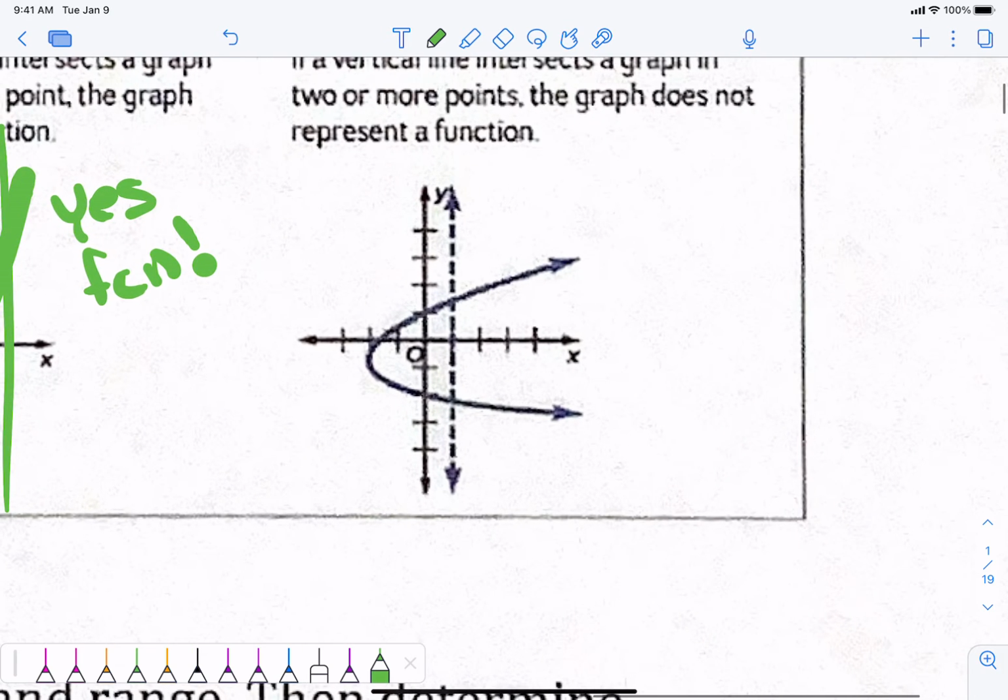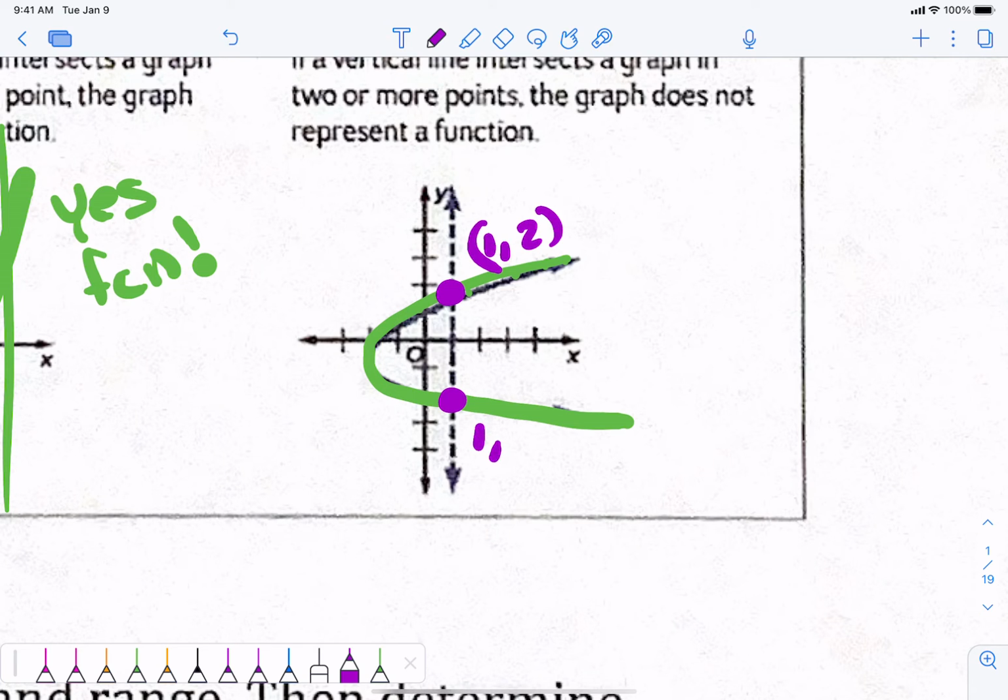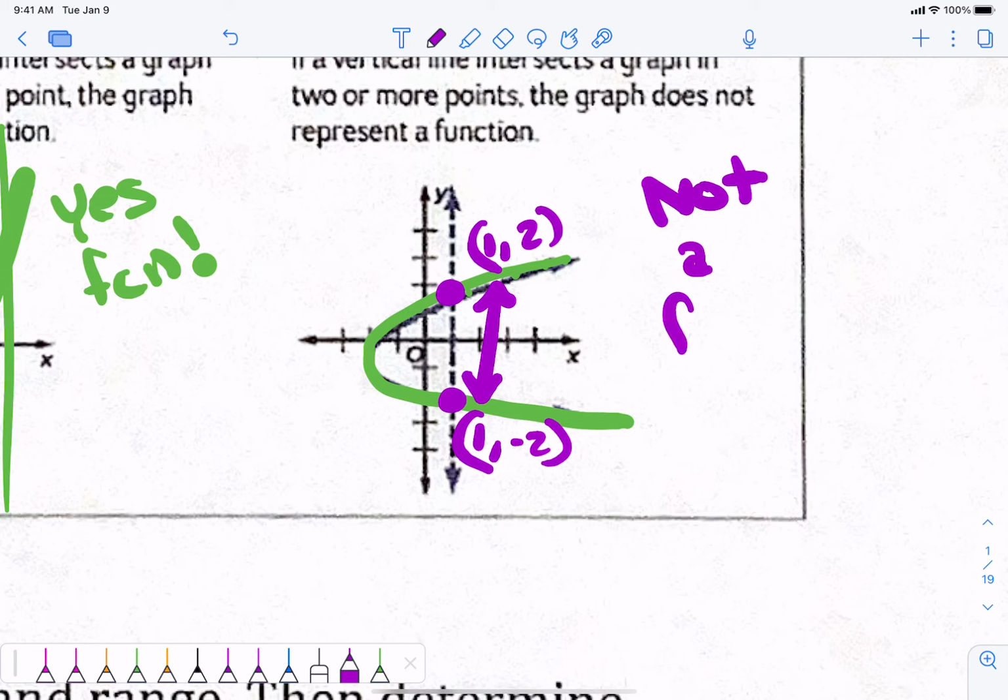Versus this one over here, these are a bunch of dots and they are connected, so this is a continuous graph. But if I look at my vertical lines, I have one touching here and one touching here. Let's say this is the point 1, 2, and this is the point 1, -2. If I have those two numbers in my data set, you can definitely see that that's not a function. Why? The x is repeating, okay? So I can do the vertical line test if I have the graph, and this will tell me no, it's not a function. Does that make sense? If it's touching more than one spot, it's not a function, because the x has to repeat then, right?